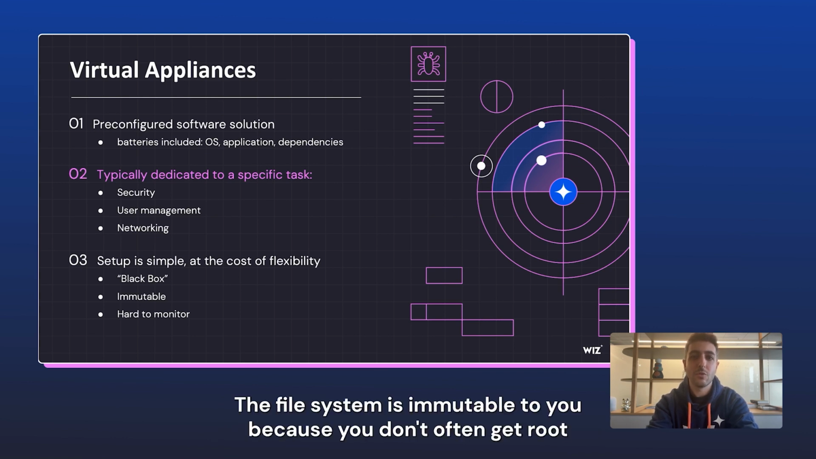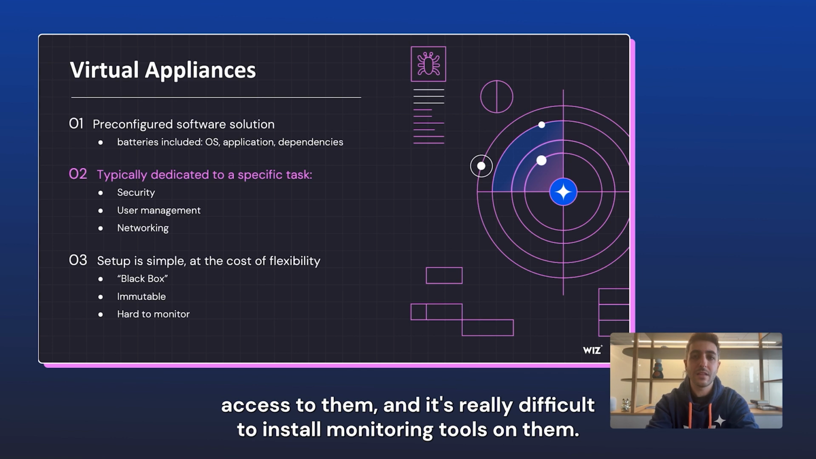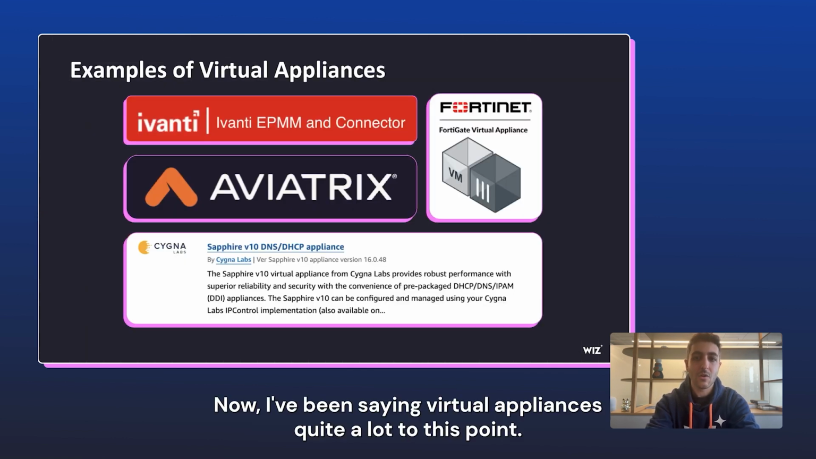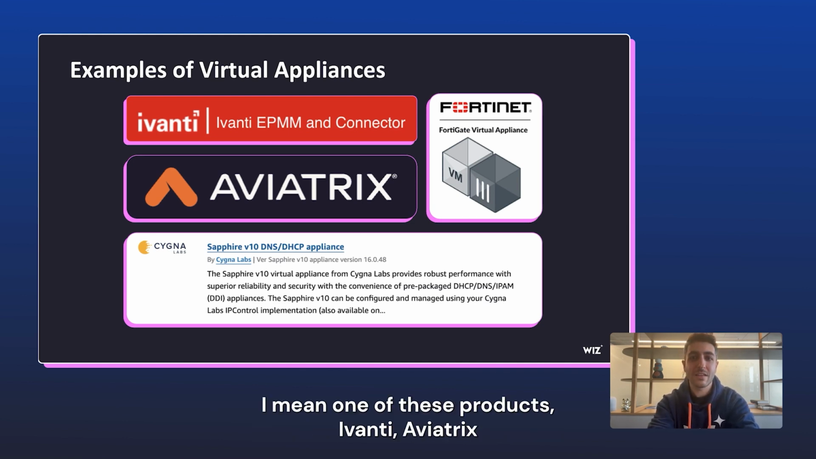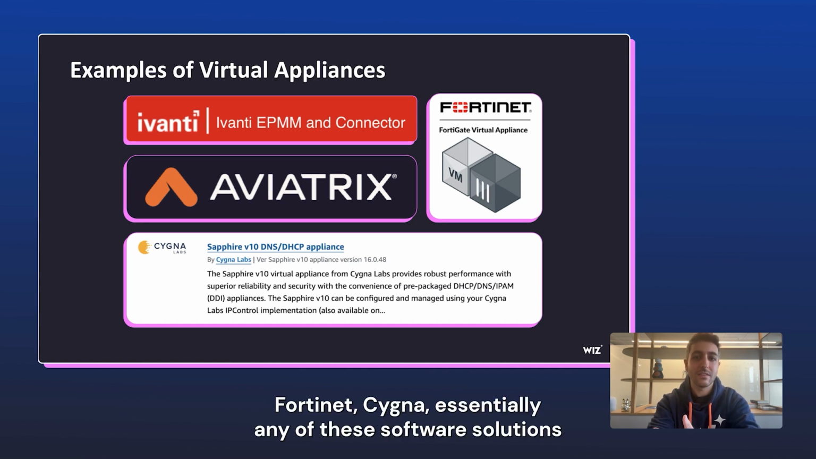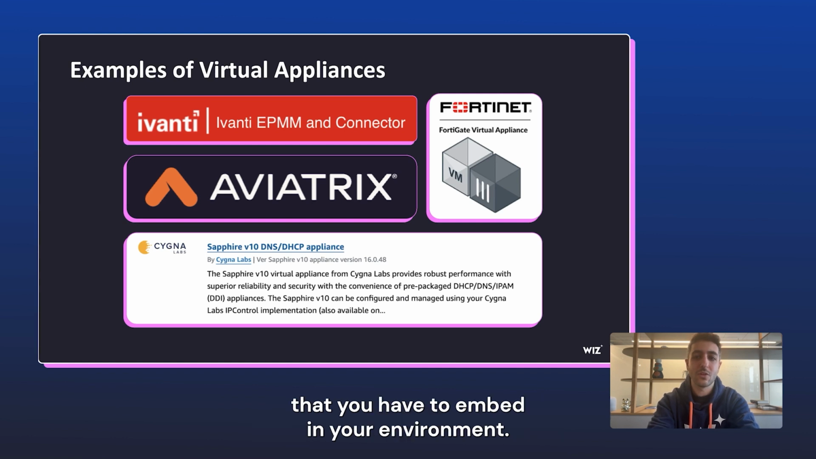Their file system is immutable to you because you often don't get root access to them, and it's really difficult to install monitoring tools on them. Now, I've been saying virtual appliances quite a lot to this point, so let's look at some examples. Whenever I say a virtual appliance, I mean one of these products: Ivanti, Aviatrix, Fortinet, Cigna, essentially any of these software solutions that you have to embed in your environment as is.